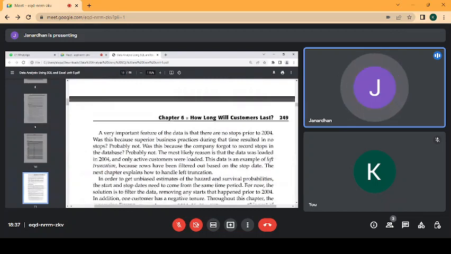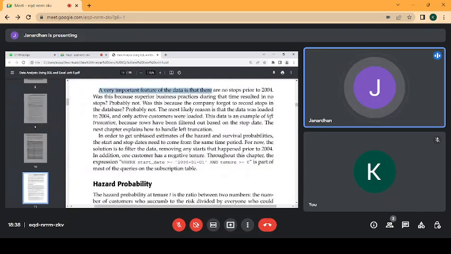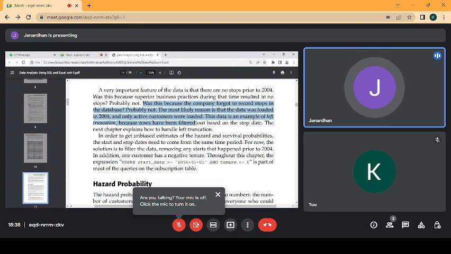Next, a very important feature of the data is that there are no stops prior to 2004. Was this because superior business practices during the time resulted in no stops? Probably not. Was it that the company forgot to record stops in the database? Probably not. The most likely reason is that the data was loaded in 2004 and only active customers were loaded. This data is an example of left truncation, because rows have been filtered out based on the stop date.